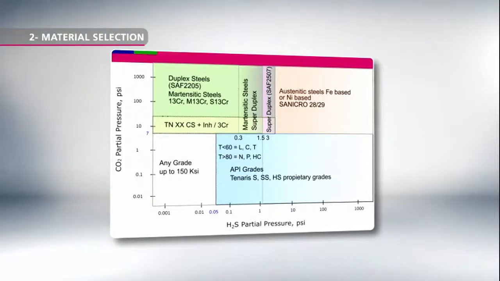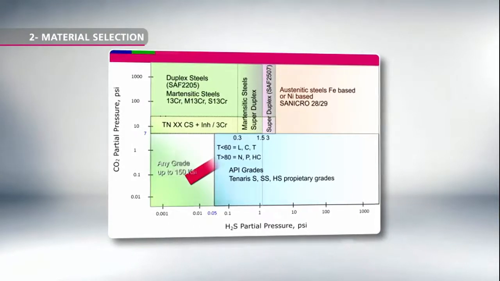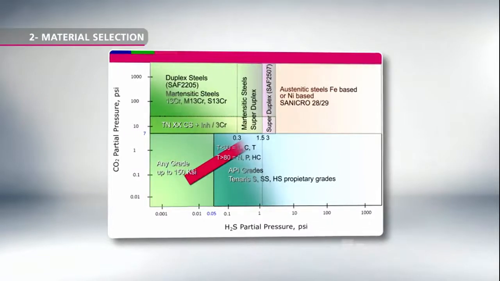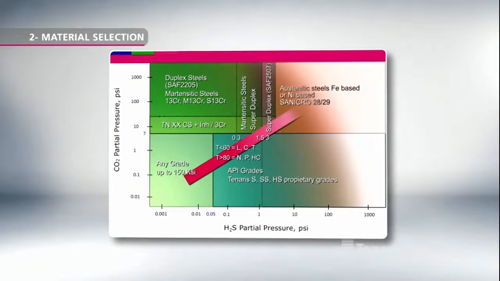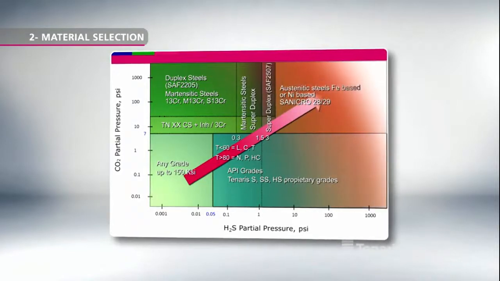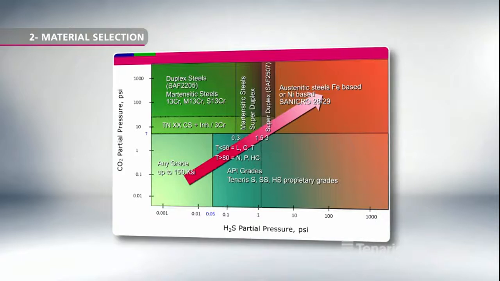The standard also specifies which grades are already qualified for different environments and the minimum service temperature that they could withstand. In general terms, we can say that when CO2 and H2S are present and the partial pressure of CO2 and H2S increases, the material suitable for such conditions moves from the standard API grades to high corrosion-resistant alloys with a high content of nickel and chromium.